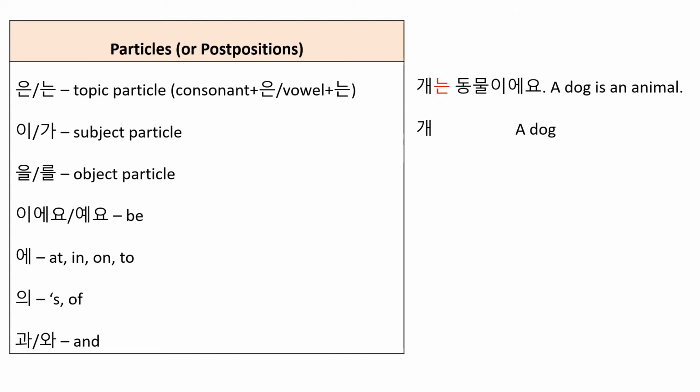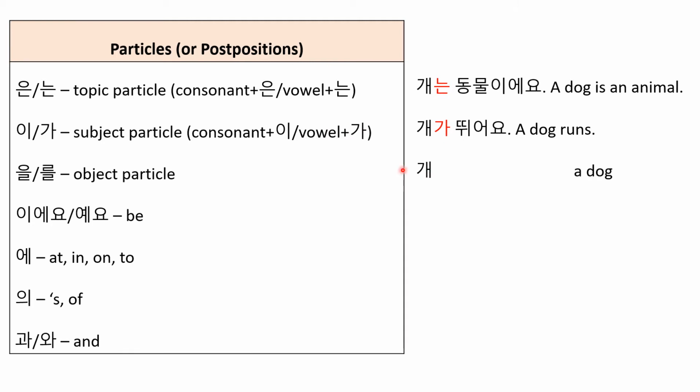If the 개 is a subject of a verb, attach the subject particle 이/가 to the word. After a consonant, use 이. After a vowel, use 가. 개 ends with a vowel. So use 가. 개가. 개가 뛰어요. A dog runs.